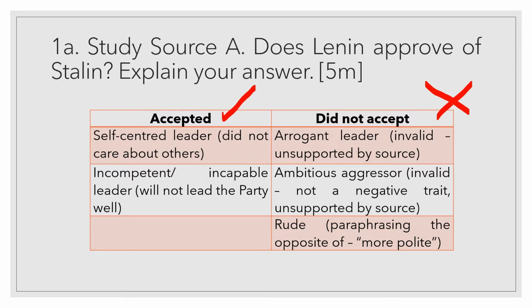This is not really a negative trait, because when you say that someone is ambitious, you don't necessarily say that as an insult, right? And as for aggressor, saying that Stalin is aggressive can be a negative trait, but the word ambitious threw you off. Again, it discredited your answer. Now, some of you also said that Stalin was rude. This is the paraphrase of the opposite of more polite.